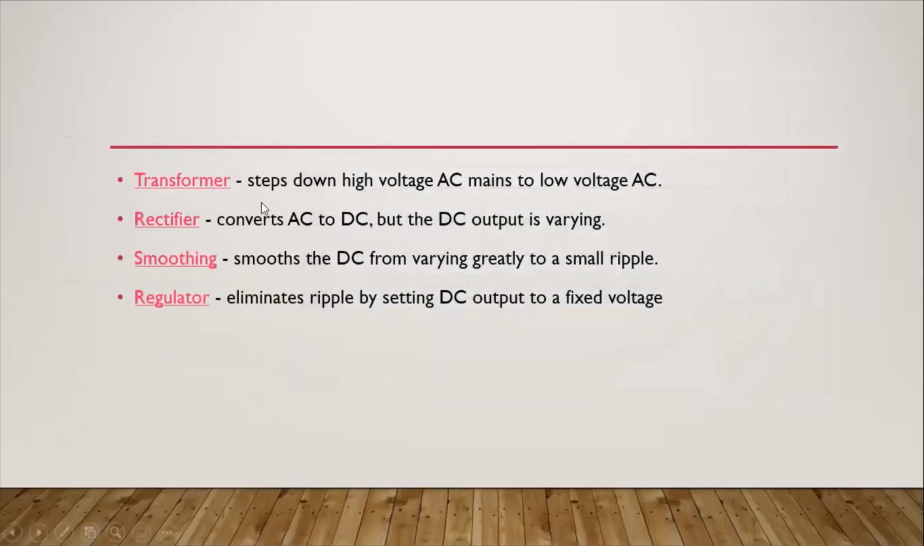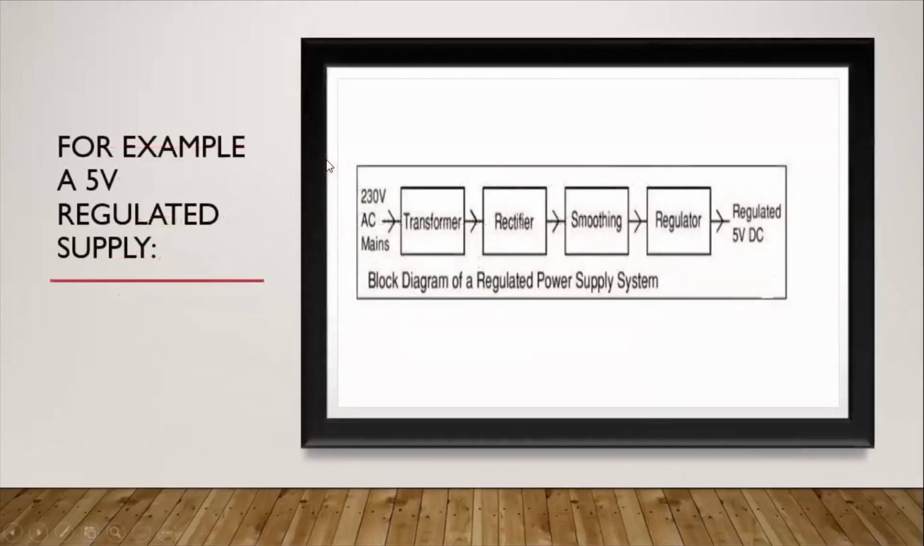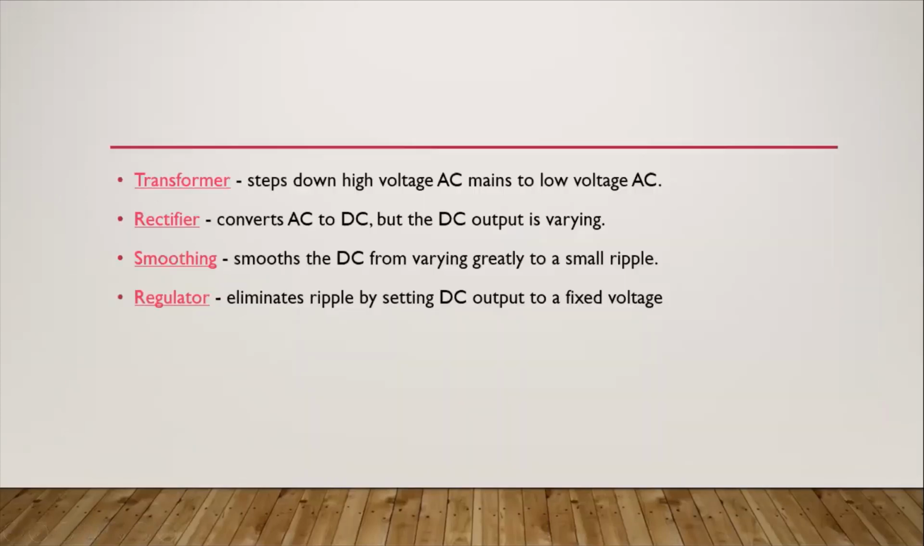As I said before, ang transformer can be step down or step up. Katulad dito, step down, it means step down high voltage AC mains to a low voltage AC. Okay, that is the transformer, the first block diagram. Kung step up naman, ibig sabihin, itataas niya yung value ng voltage AC mains to a high voltage AC. Okay, mas mataas na value.